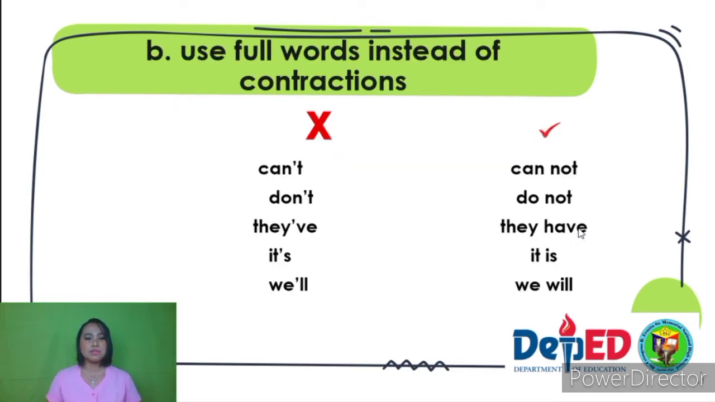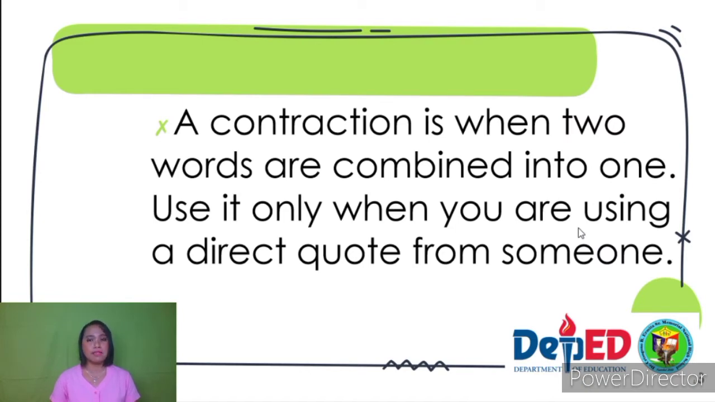The second one is use full words instead of contractions. Contraction is a way of shortening words. For example, instead of using the word can't, use the word cannot. Instead of using the word don't, use do not. How about they've? You can use they have. Instead of using the word it's, you can use it is. And we'll, we can use we will. A contraction is when two words are combined into one. Use it only when you are using a direct quote from someone.